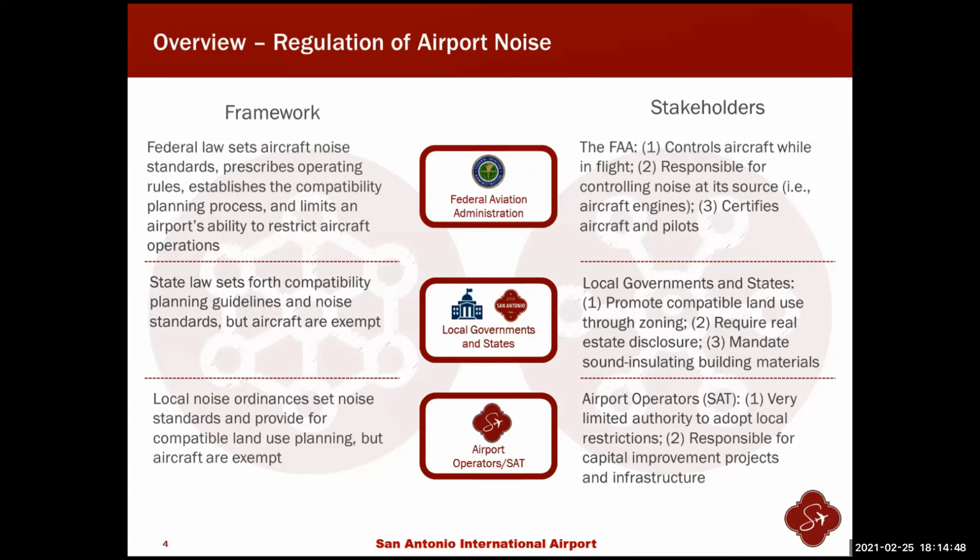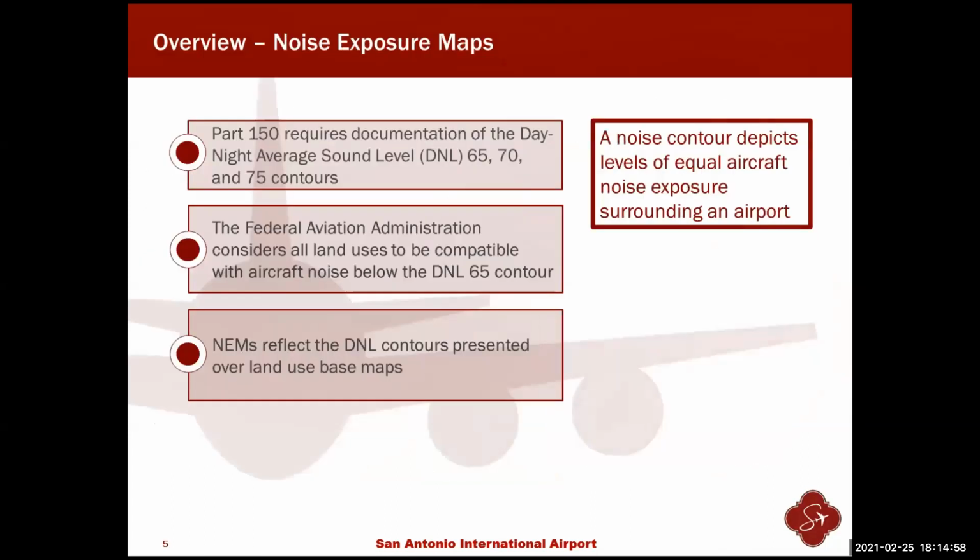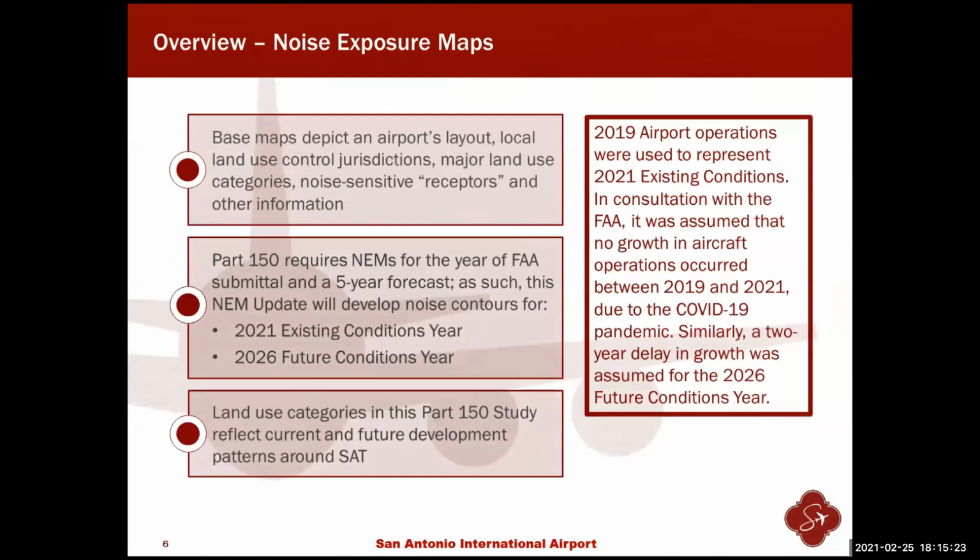Local jurisdictions and states can promote compatible land use through methods such as zoning, establishing real estate disclosure requirements, and mandating sound insulating building materials. 14 CFR Part 150 requires documentation of the noise exposure in the vicinity of the airport, specifically the day-night average sound level, or DNL, 65, 70, and 75 contours. A noise contour depicts the levels of equal aircraft noise exposure. The noise exposure map reflects the DNL contours presented over land use base maps.